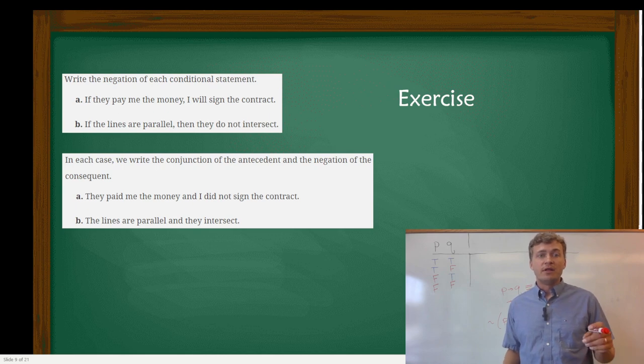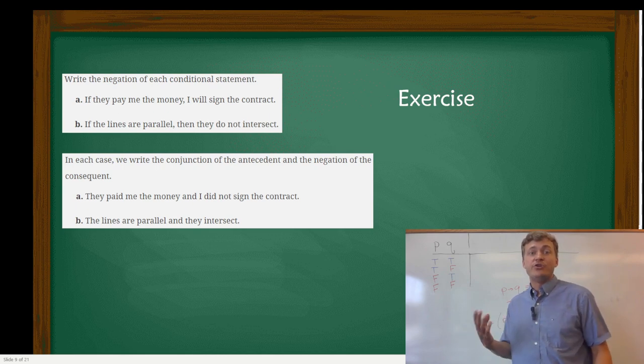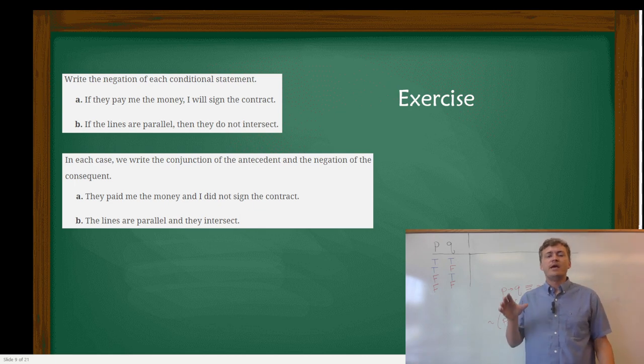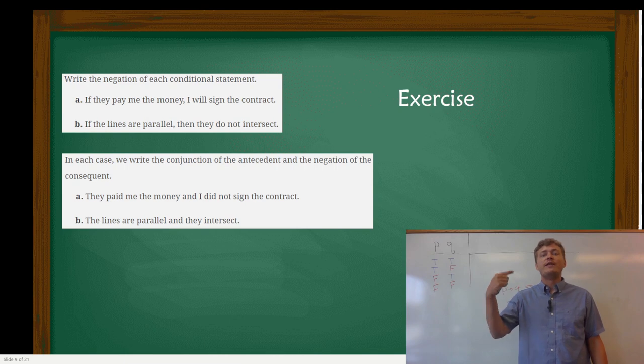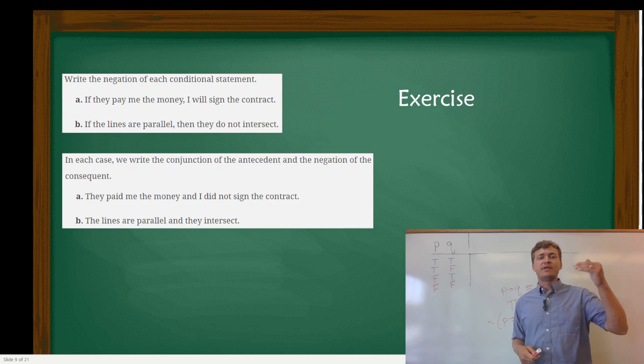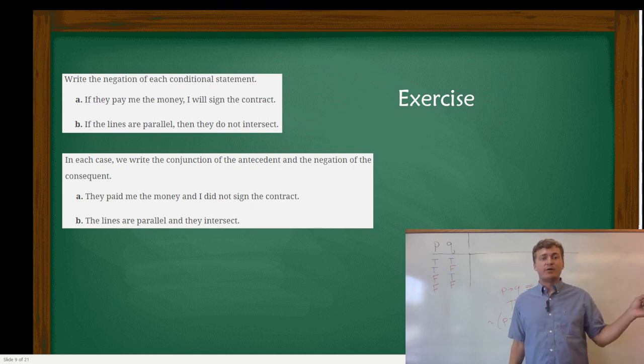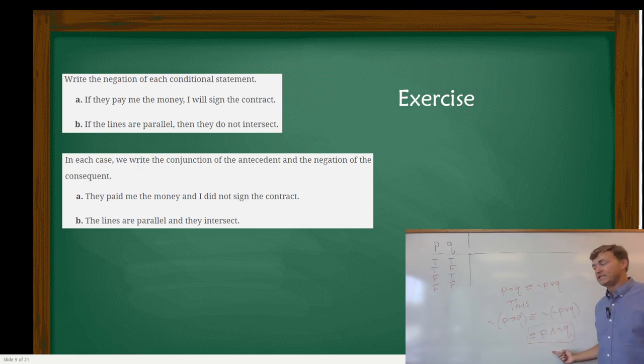Part B: the lines are parallel and they do intersect. Notice for part B, the original statement given to us says they do not intersect. So if we negate do not, that means do. Negation is kind of like the opposite. If something does not intersect, the negation or opposite of that is that they do intersect. So for part B, we're looking at if the lines are parallel, then they do not intersect. The negation of that conditional statement is the lines are parallel and they do intersect, using this equivalency right here.